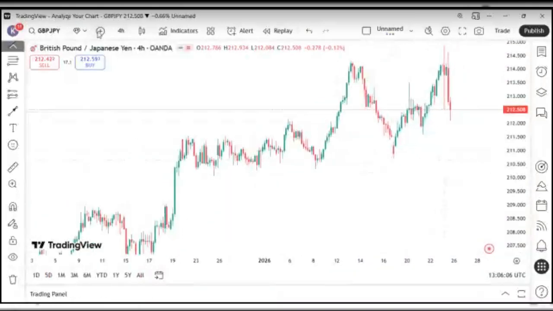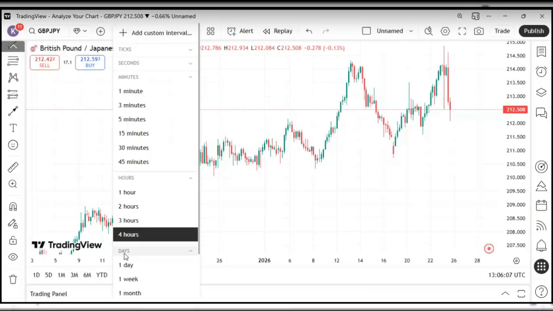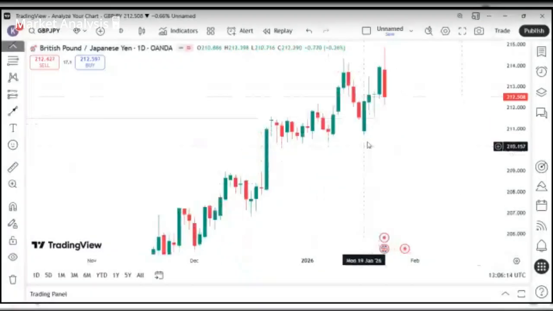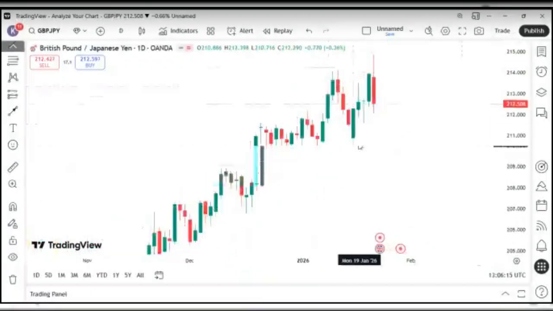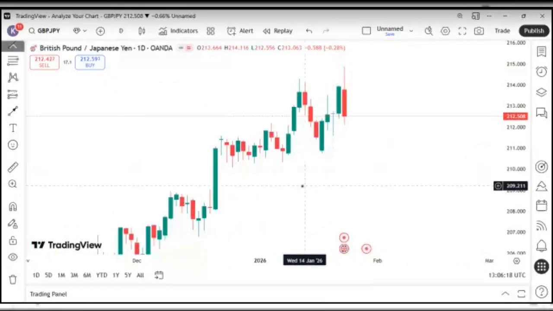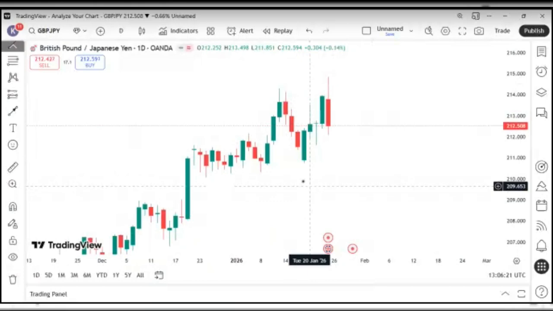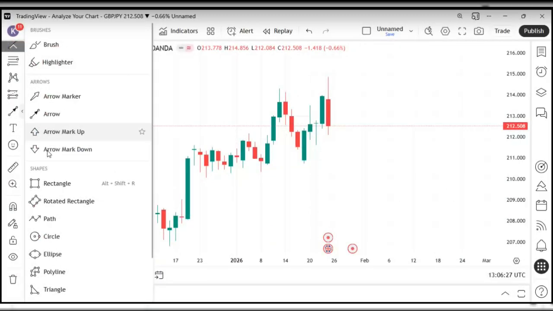Let's go to the daily time frame and see what we have there. We currently have an uptrend. Yes, GBPJPY has been bullish for a long time now. So focusing here, we can mark a pattern. We can recognize something here, a double top.